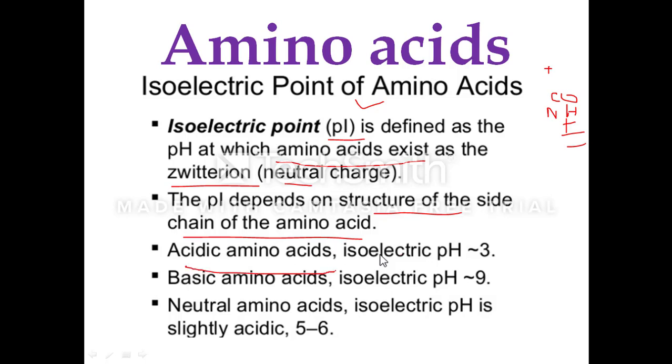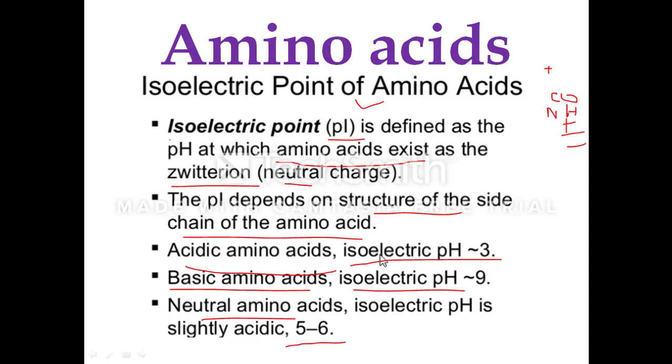The acidic amino acids have an isoelectric pH of approximately 3. Basic amino acids have an isoelectric pH of approximately 9. And neutral amino acids have a pI that is slightly acidic, 5 to 6. So this is very important as far as your short notes questions are concerned. This pI will be asked in the examination, maybe for 2 marks or for 5 marks.